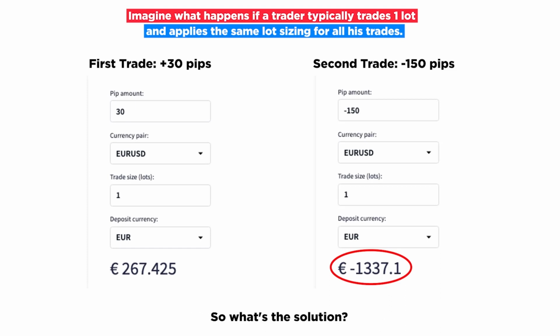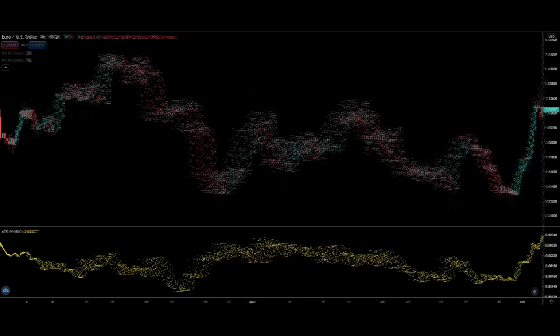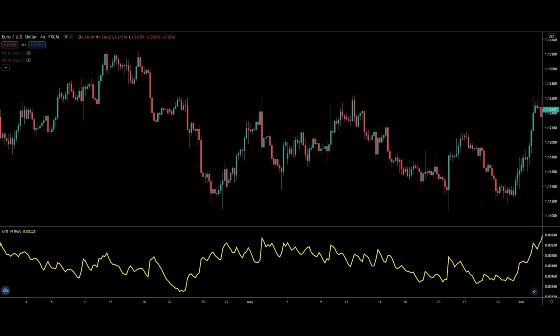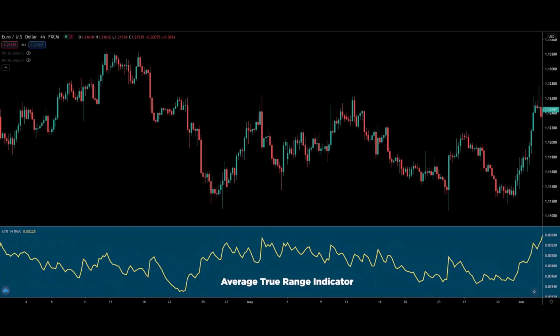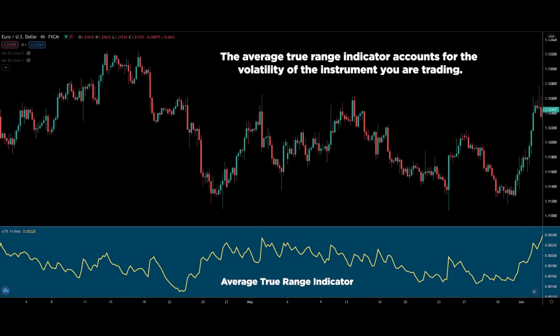So what's the solution? How do you set your stop loss at the sweet spot? Well, you can use an indicator like the average true range indicator to set your stop loss. The average true range indicator accounts for the volatility of the instrument you are trading. Basically, you can set in stop loss of 1 ATR below the support or above the resistance level.